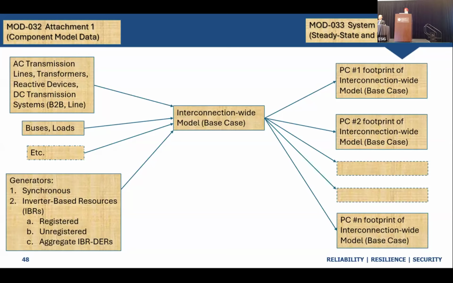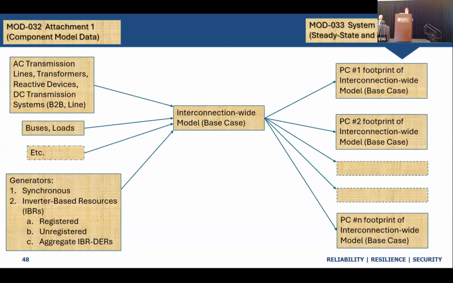But ultimately, at the end of MOD-32, one gets an interconnection-wide model. We refer to it typically as a base case: an Eastern Interconnection base case, Western Interconnection base case, or the Texas Interconnection base case, and so on. But it's an interconnection-wide case that results. Now, the MOD-33 standard talks about system model validation, but as we mentioned earlier, it is applicable to the planning coordinator in the existing standard.